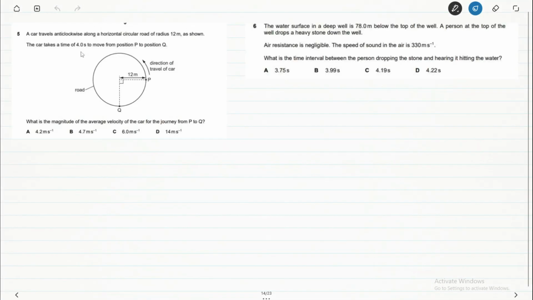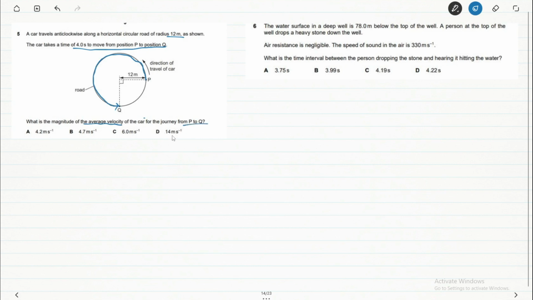Now, this is also a nice question. A car travels anti-clockwise along the circular road of radius 12 meter as shown. The car takes 4 seconds to move from P to Q. So it goes all the way from here to here to here to here and comes here. What is the magnitude of the average velocity of the car from P to Q?